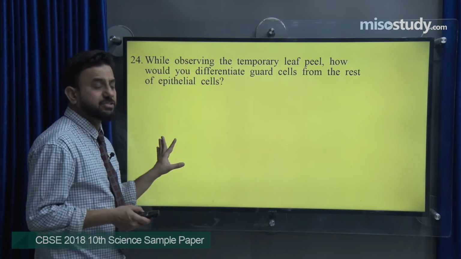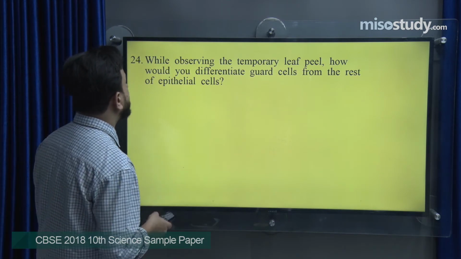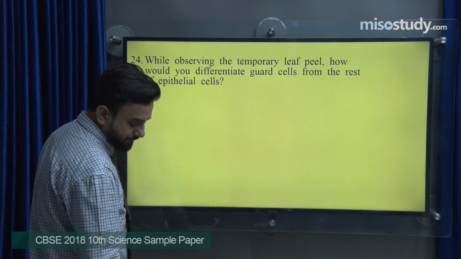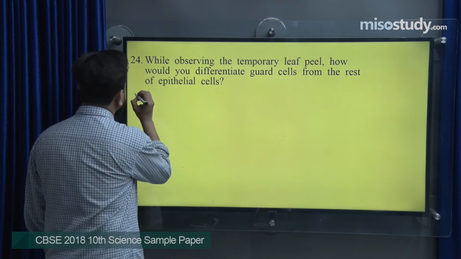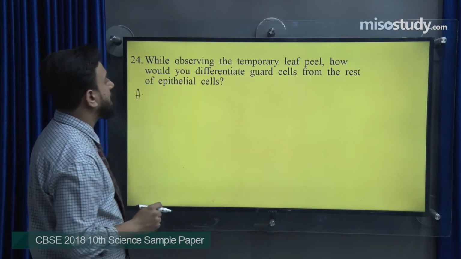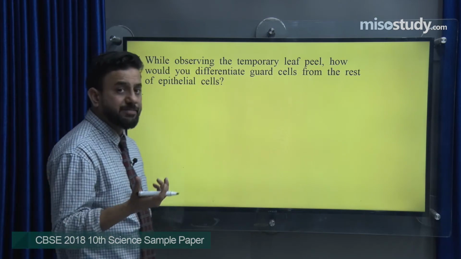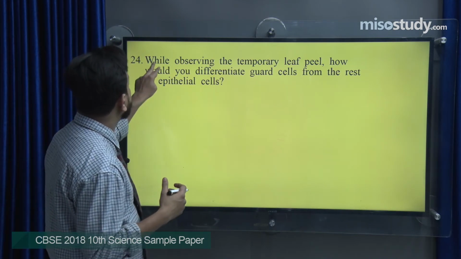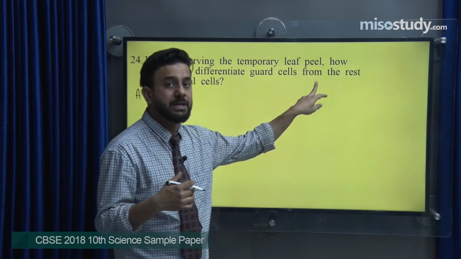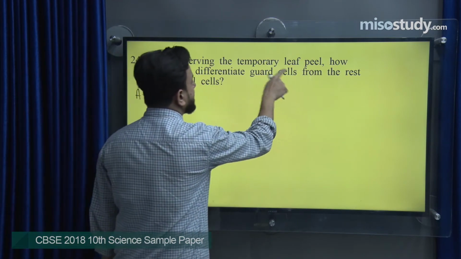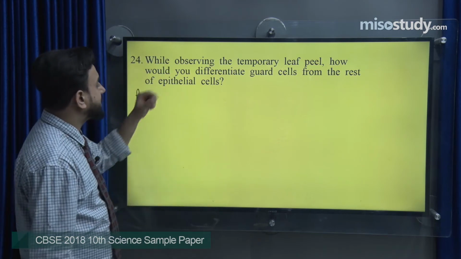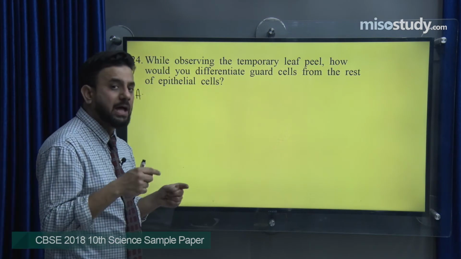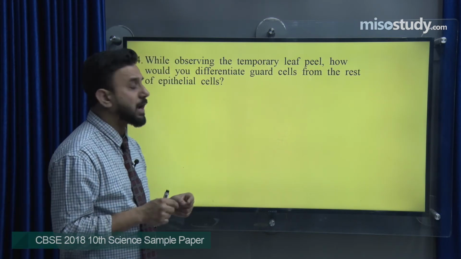Okay friends, now we will discuss the next question. While observing the temporary leaf peel, how would you differentiate guard cells from the rest of the epithelial cells? Okay. So for this particular question, you have to understand what are guard cells, where are they found, where are the epithelial cells, where are they found. Now the first part of the question says while observing the temporary leaf peel. That means definitely the guard cells will be somewhere in the leaf and even the epithelial cells are somewhere in the leaf. Yes, you are absolutely right when you have correlated this way, and this is how you should first correlate and then form your answer.